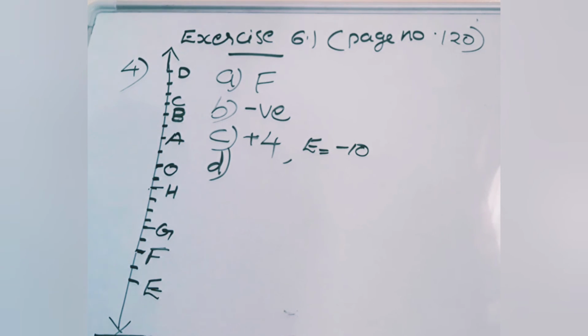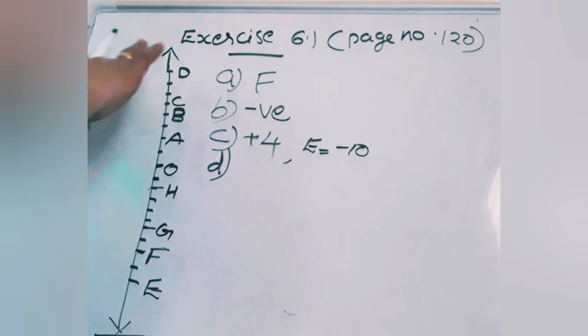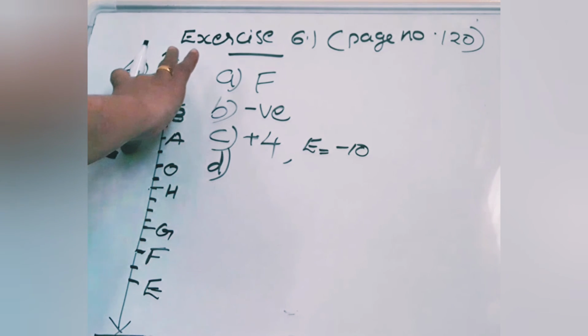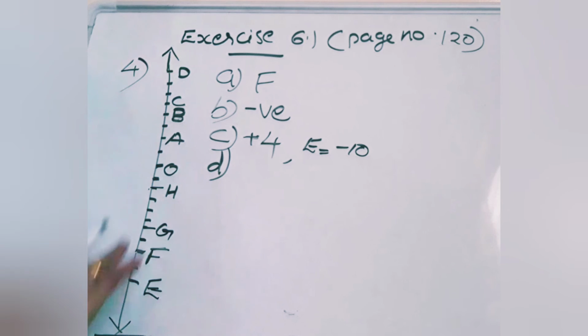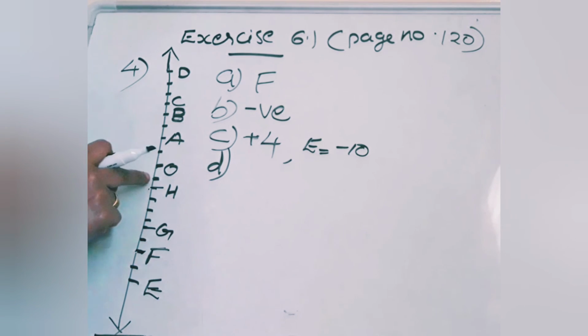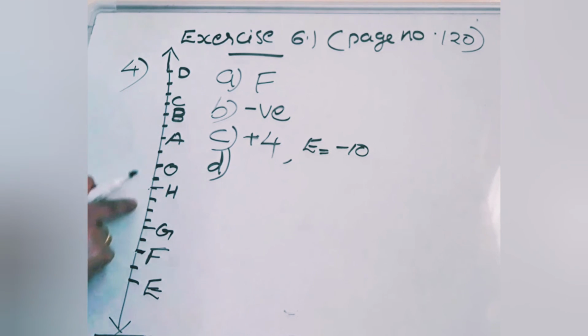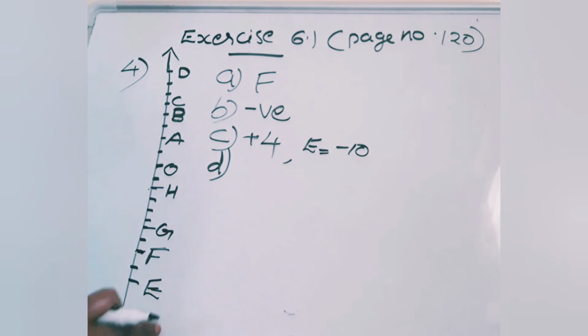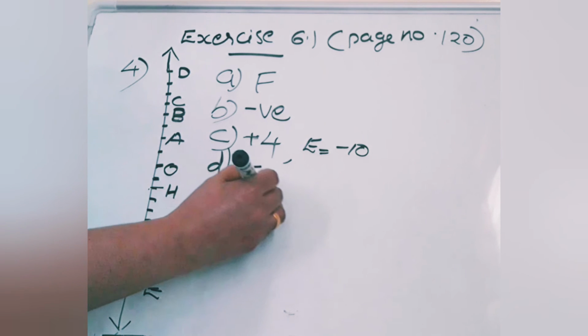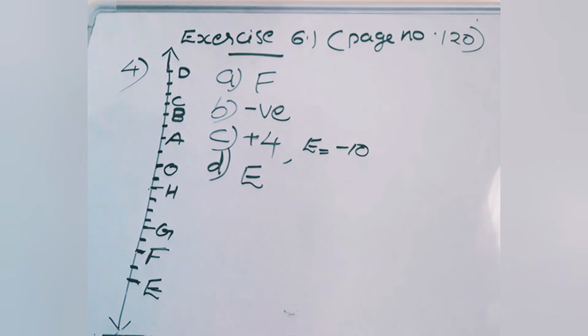Now which point marked on the number line has the least value? Least means less value. We know all the positive integers have greater value than negative integers. So this side will have more value, and the numbers on this side will have less value. When it comes down, the value keeps decreasing. So the least value will be right here. Which one have we noted? E. So E has the least value. Least value means less value.